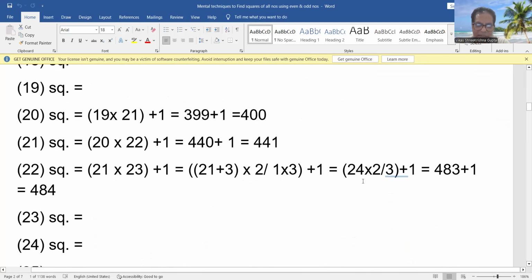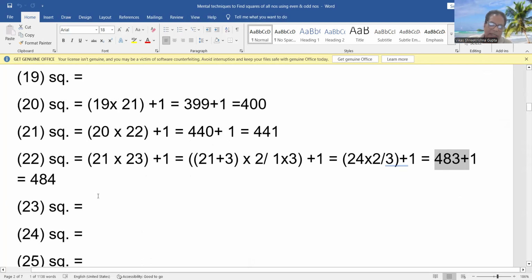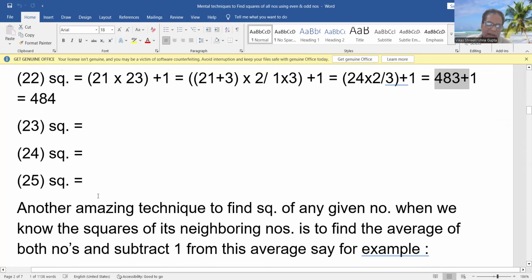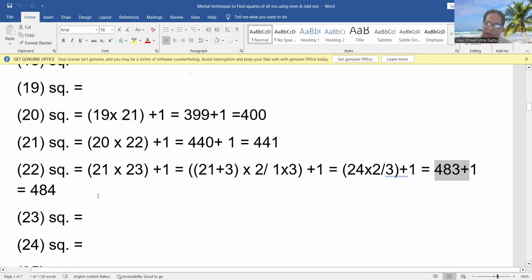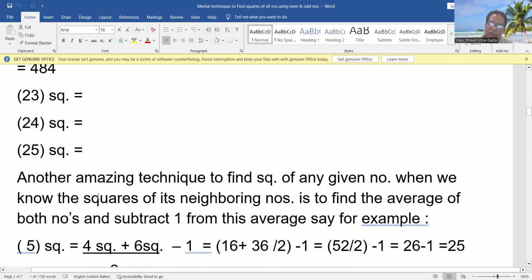So I get the answer as 24 into 2, that is 48, and then 3. So the final answer is 483 for 21 and 23. And then you add 1 to this number, you get the answer as 484. So very simple technique, very nice technique. And you can find the square of any number if you know the multiplication of numbers.